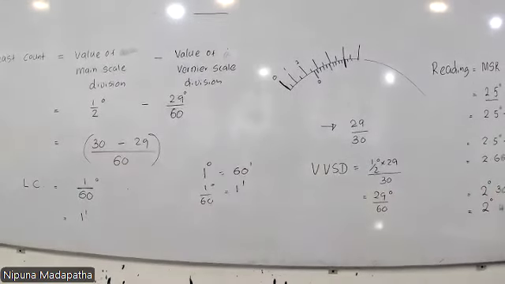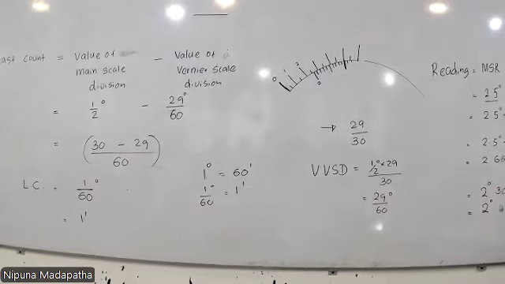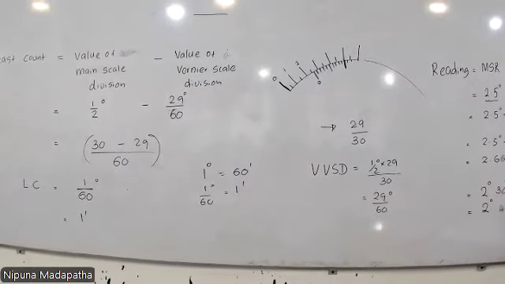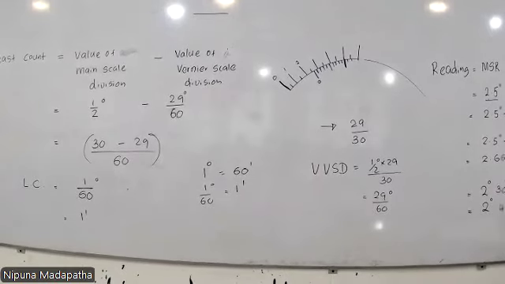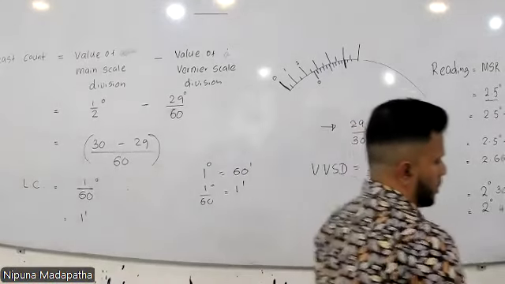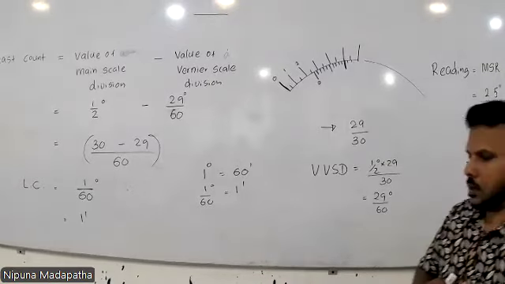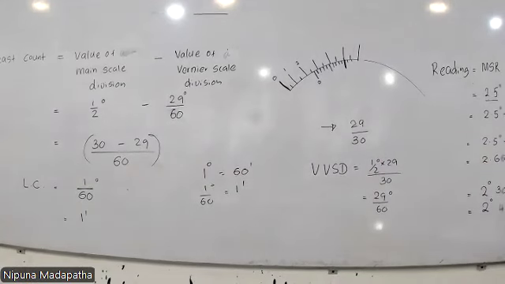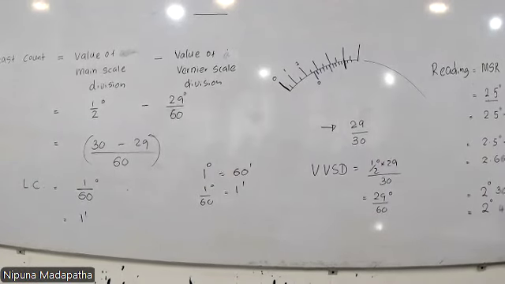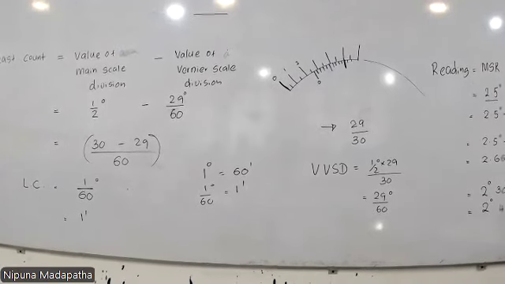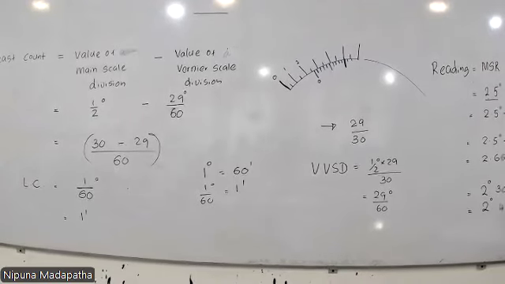Right. Then the next paragraph. The spectrometer typically used consists of a main scale which is calibrated in 0.5 degree divisions.